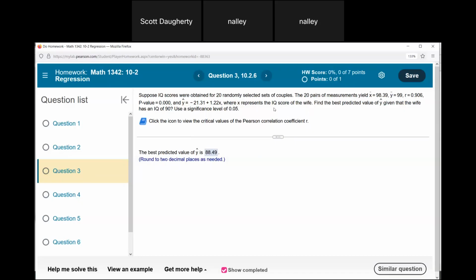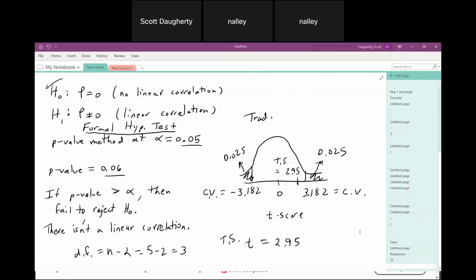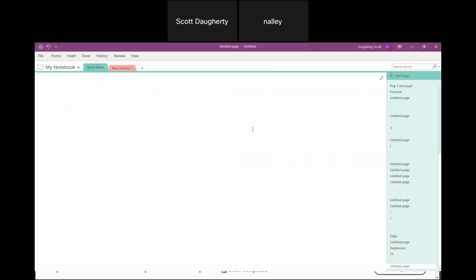Oh, it says x represents the IQ score of the wife. So x bar would be the average IQ score for all the 20 wives, and y bar would be the average IQ score for, I guess, the husbands. Okay, so let me just make a note of this so we don't get confused.